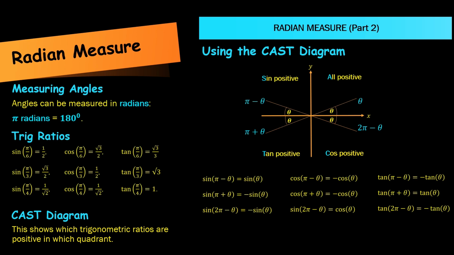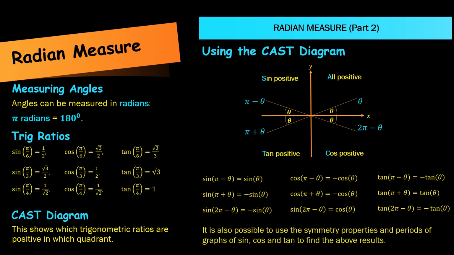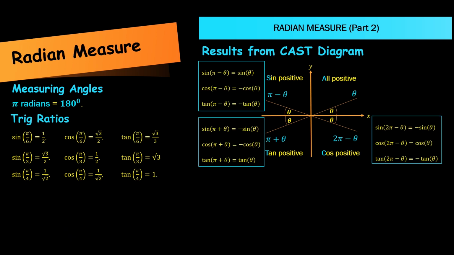So here's a summary of our key results. It is also possible to use the symmetry properties and periods of graphs of sine, cos and tan to find the above results. Here's a summary of the results from the CAST diagram, highlighted in a different way in order to help us access them in our examples.